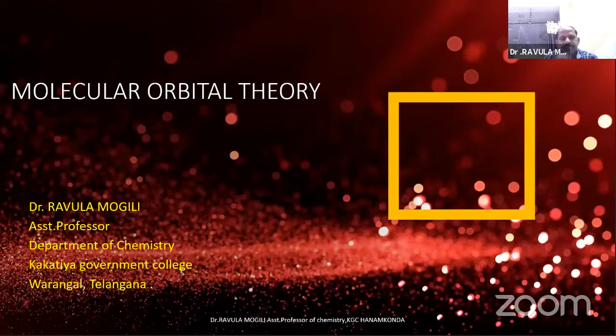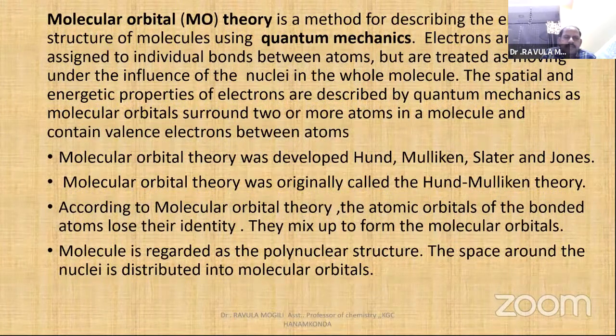So here, VBT represents the bond order, the number of bonds between atoms, and the paramagnetic nature. These concepts can be explained using molecular orbital theory. It is explained by mathematical quantum mechanics theory. In molecular orbital theory, the structure of molecules is described using quantum mechanics.